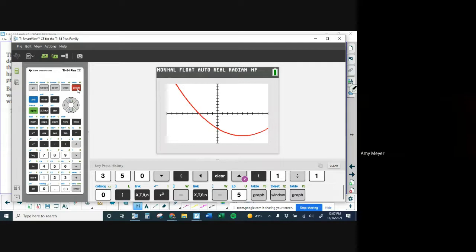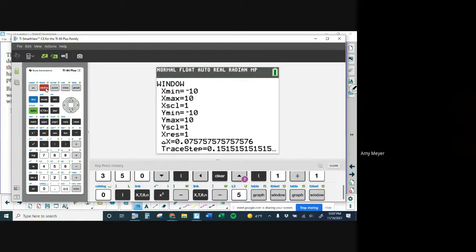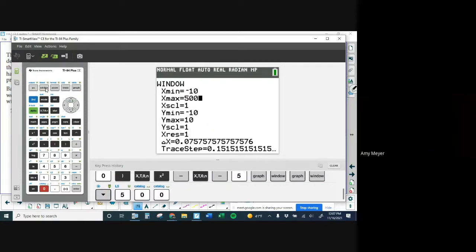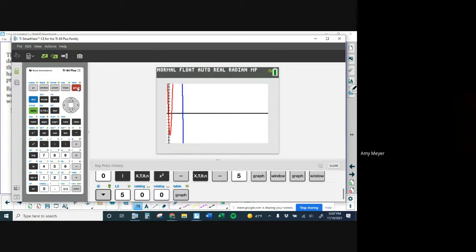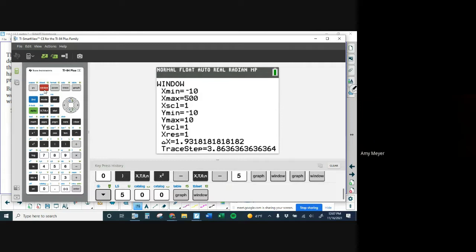Since this is a word problem, and in order for it to make sense, I know that x or y can't be negative. So I have my x minimum at 0, and then since it goes so high, x maximum at 500 with a scale of 20, and then my y maximum. I'm not going to change my scale just because I never do. 500. Woo, look at my graph. I went to 500, and that's way too far. So I'm going to move mine to 100.